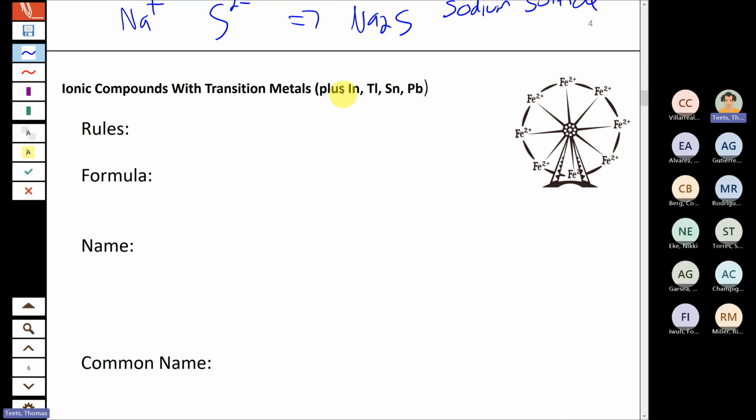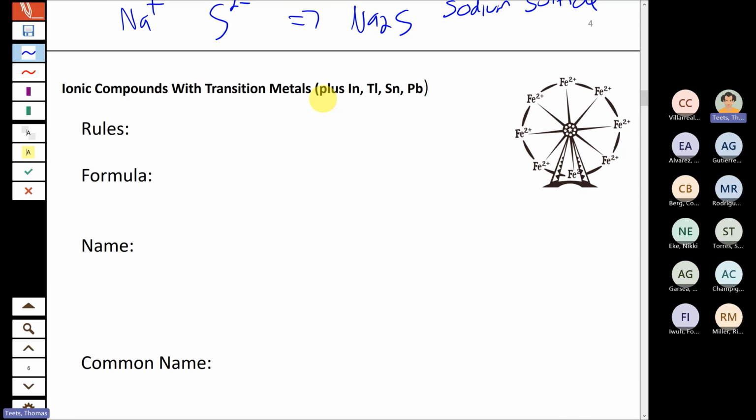But the key distinction with these types of metals, the transition metals plus these four, is that there are two different stable cations, or sometimes more than two different stable cations, that they can form. So unlike group 1, which always forms +1 cations, unlike group 2, which always forms +2, the metals in the middle part of the periodic table often have more than one possible cation they can form.